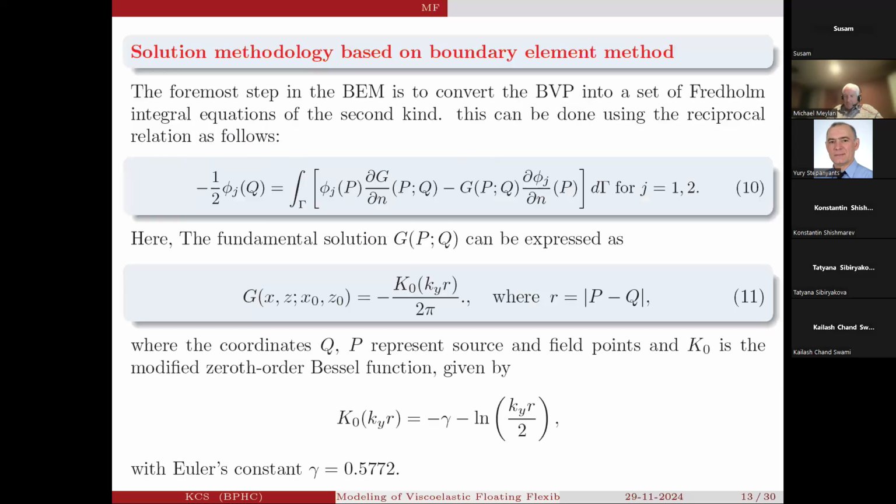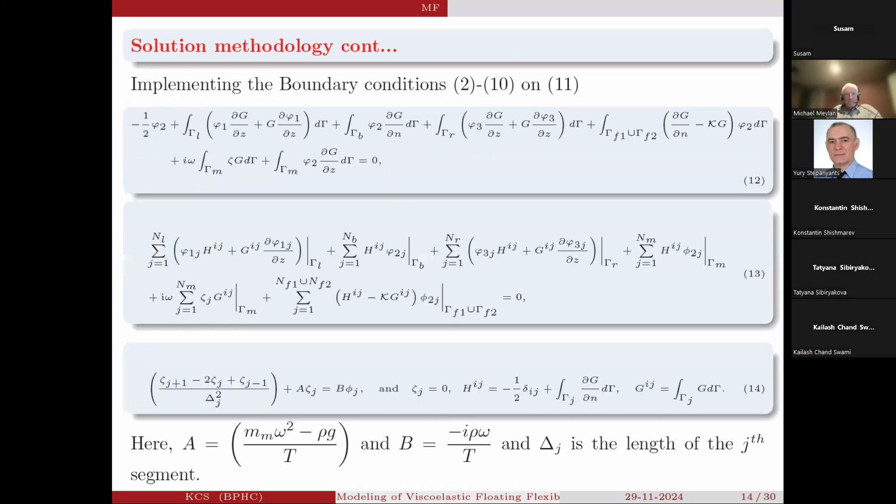After applying this Green's second identity, we have these reciprocal relations, where G is nothing but the fundamental solution, and K0 is the modified zeroth order Bessel function, and also gamma is a constant having the value 0.5772. After implementing this boundary element method, we have this integral equation, which you can see in equation number 12, and equation 12 can be converted into a system of equations, generated by equation number 13.